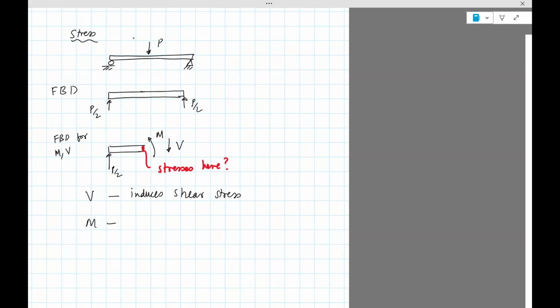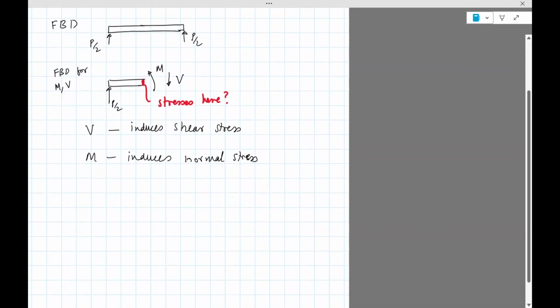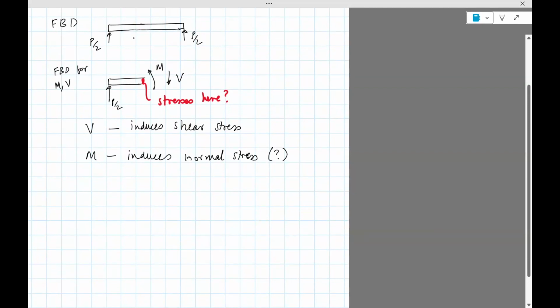The moment M induces normal stress, which I think is kind of interesting. How can a bending moment induce a normal or an axial force? This is not very intuitive, but it becomes more intuitive when you look at it this way. When you take a beam and apply a pure bending moment M, it bends into a convex shape like I've shown.